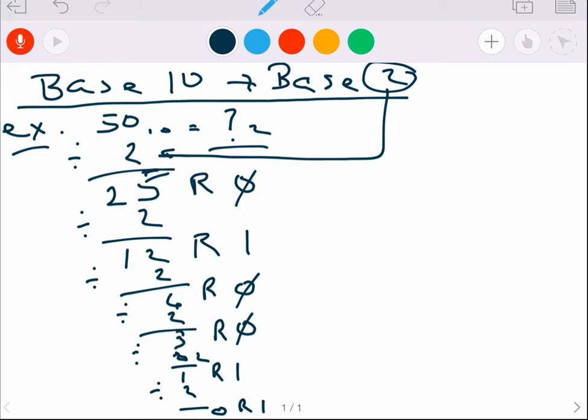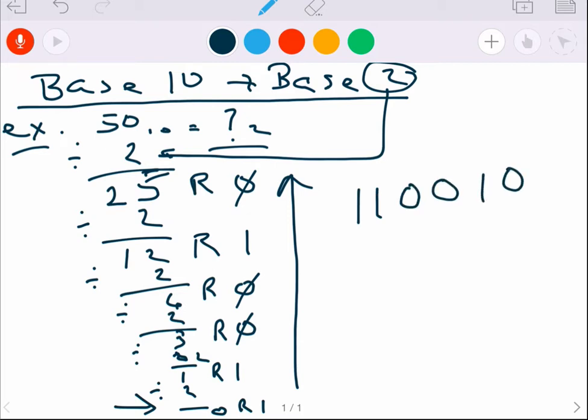Once you get to 0 down here at the bottom, you stop the process. You then look at the remainders in the reverse order generated. So that would be 1, 1, 0, 0, 1, 0, and we were converting to base 2. So that would be your answer. So that's the division method.